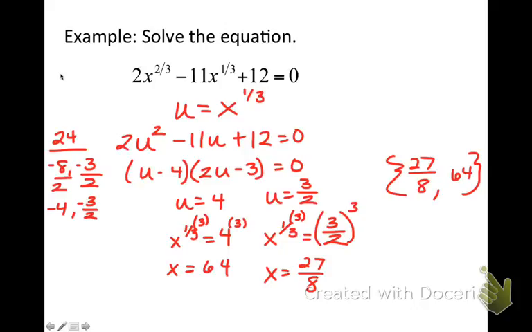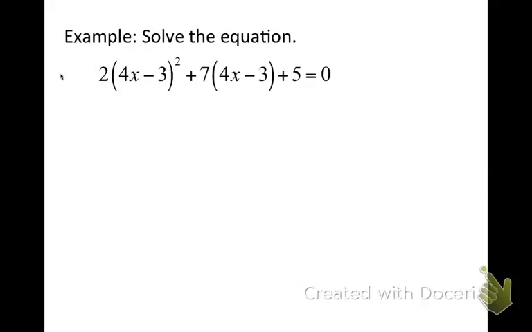Okay. All right, last one. What if our u substitution ends up being an expression? So we have 2 times the quantity 4x minus 3 squared plus 7 times the quantity 4x minus 3 plus 5. Now, yes, I could multiply all of this out and put it into standard form. That's just a whole lot of work. I could FOIL this, I could distribute this, I can combine like terms, and then I could either try to factor that or use the quadratic formula or try to complete the square on it.